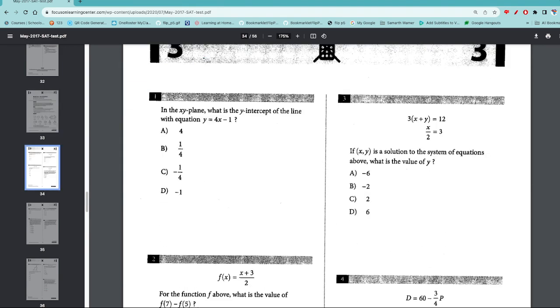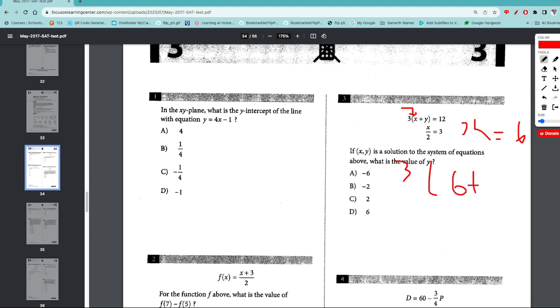Number 3. If x is a solution of the system of equations above, what is the value of y? Alright, so we know that x is 6 based upon this information given to us. And then you plug in 6 right here. So you get 3 times 6 plus y is 12. Okay, so you know that this has to be 4, so y has to be -2.